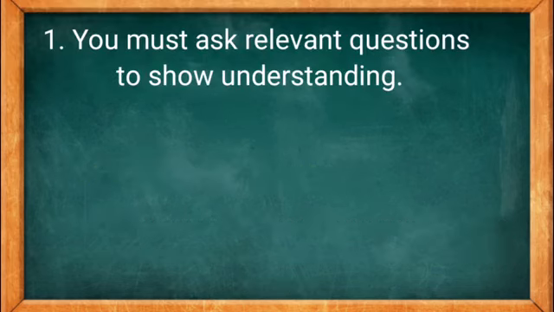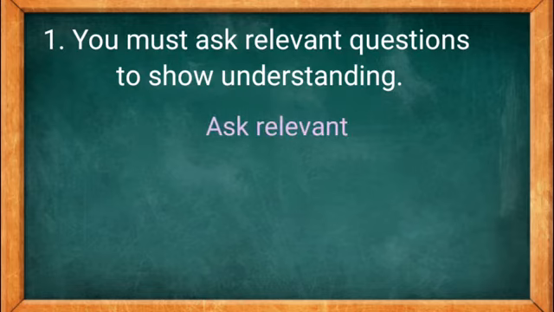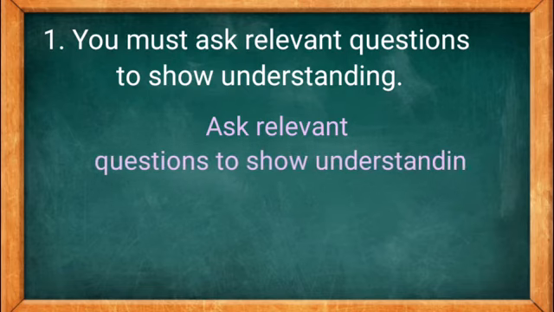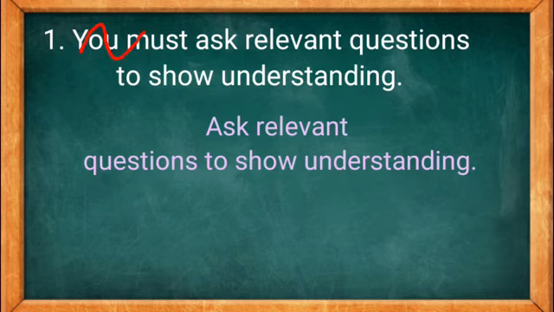It reads as follows: you must ask relevant questions to show understanding. I may write it in this way: ask relevant questions to show understanding. Already I have left out 2 words. Which are those 2 words? You must. So in other words, if I had initially 73 words, by taking out "you must", now I have 71 words. Now let's see which other point I can still shorten.